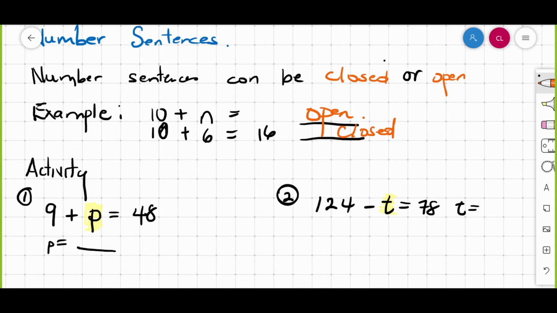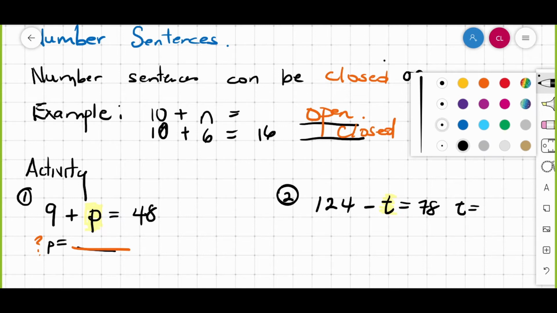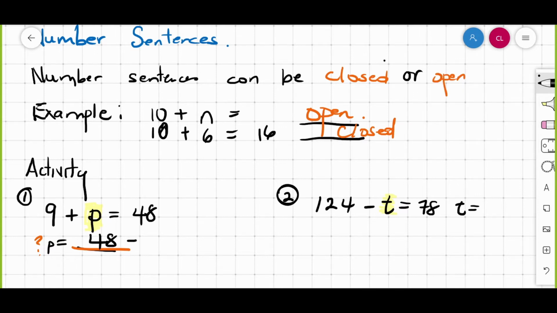Let's look at these now. Here we have one: 9 plus p is equal to 48, and we want to know what p is. We're going to work it out now. Take away 9 from 48 and you will get the answer. So this is 48 and we're going to take away 9. So p will now be equal to, and tell me the answer.